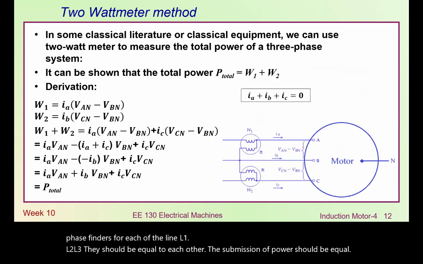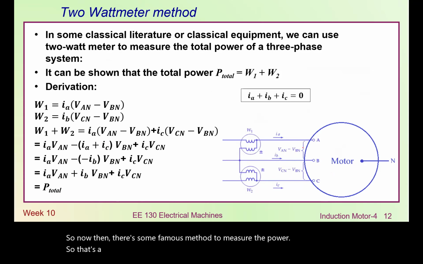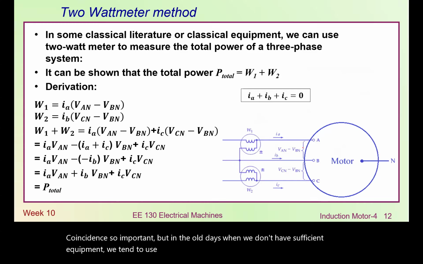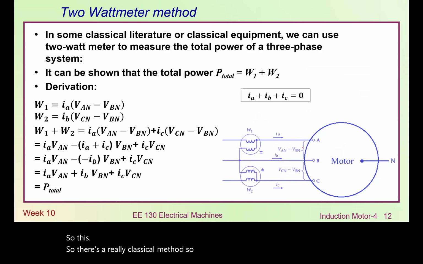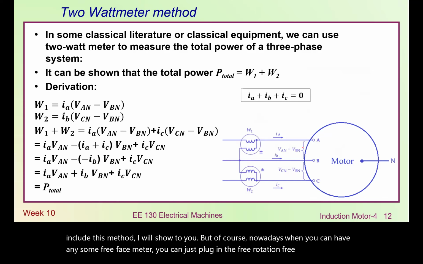Now, there is a famous method to measure the power. It's a kind of classical method. You don't need to consider it so important, but in the old days, when we didn't have sufficient equipment, we tended to use the two-wattmeter method, where we have only two meters to measure total power. It's a really classical method, and since most textbooks also include it, I will show it to you. But of course nowadays, when you have a three-phase meter, you can just plug in the phase voltage and phase current, and directly calculate the power.